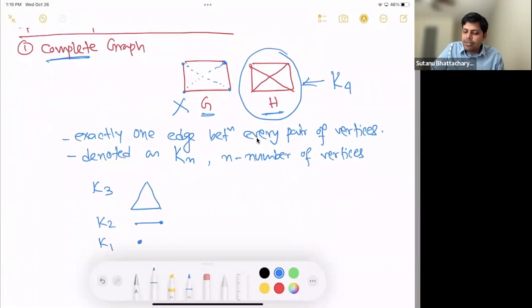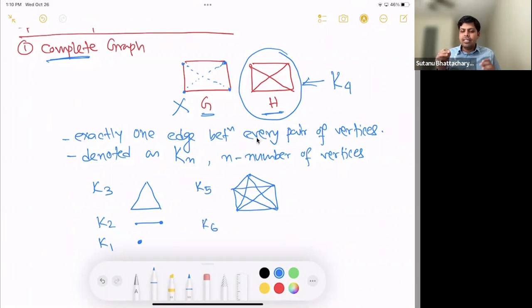And this is K4. What about K5? K5 is this way. So 1, 2, 3, 4, 5 vertices, and there is an edge between every pair of vertices. So this is K5. In this way, you can draw K6, K7, and so on. So this is very important, the complete graph.